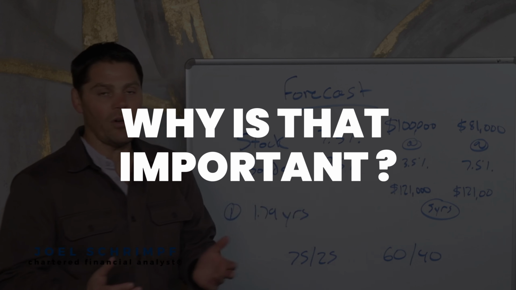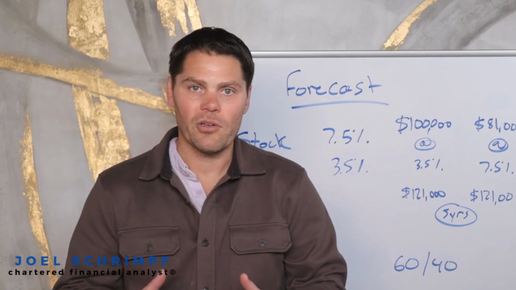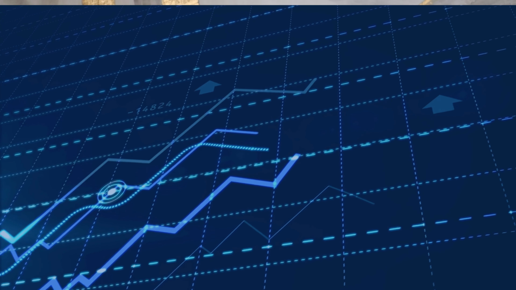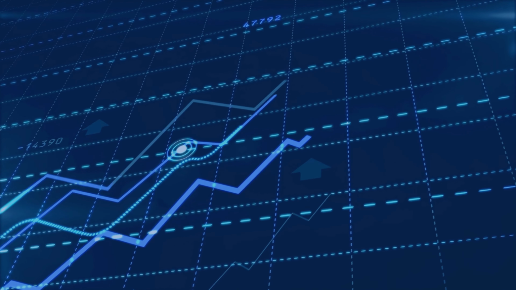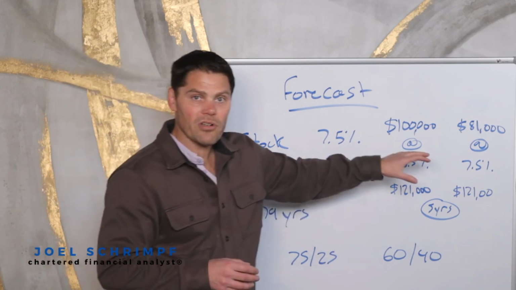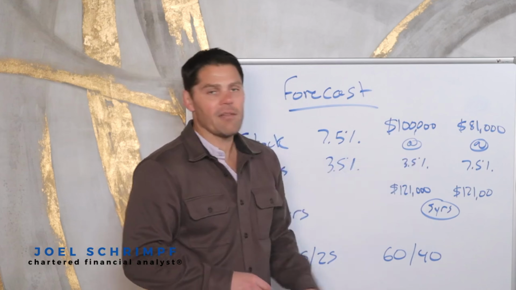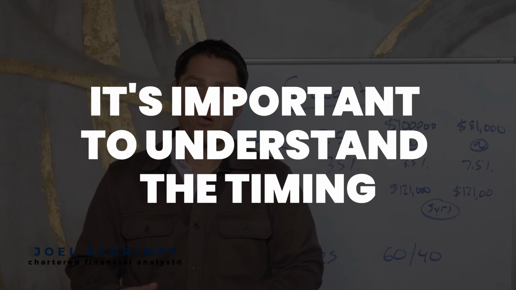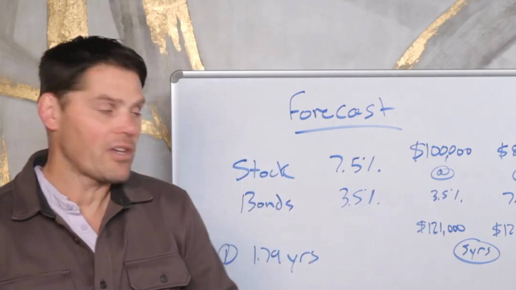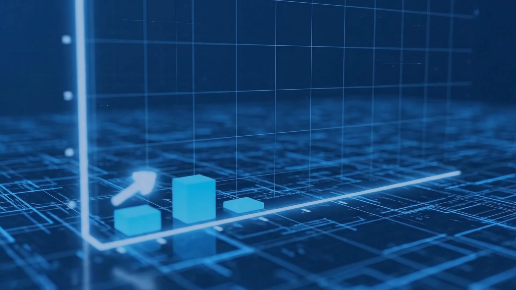And now why is that important? That means that any time during that 5-year period, if we had a convergence back into intrinsic value, and all those numbers stayed flat, the bonds would have been a higher forecasted value. It's important to understand the timing.